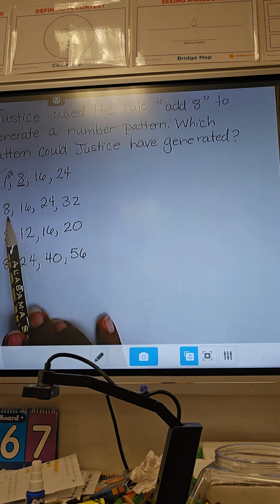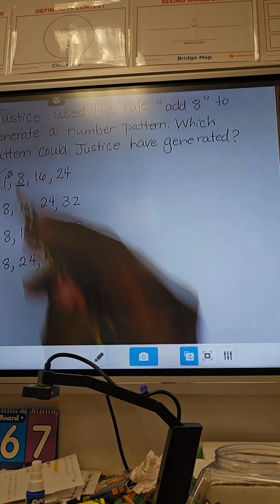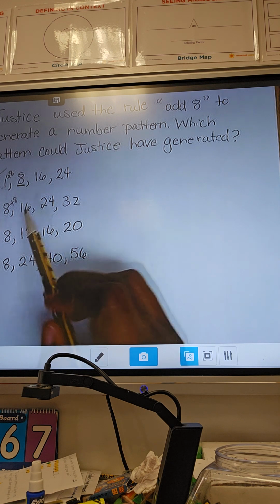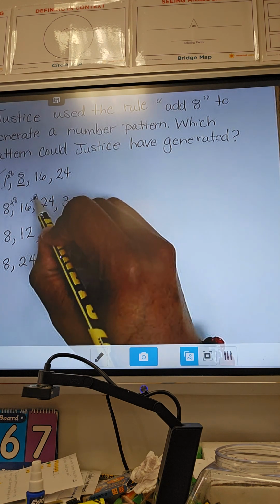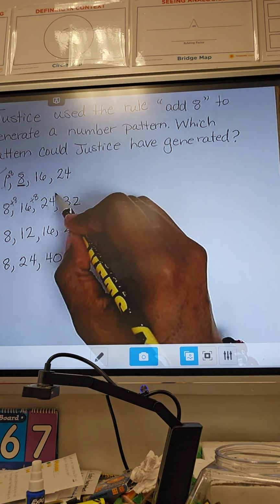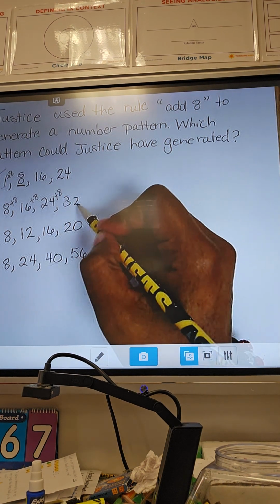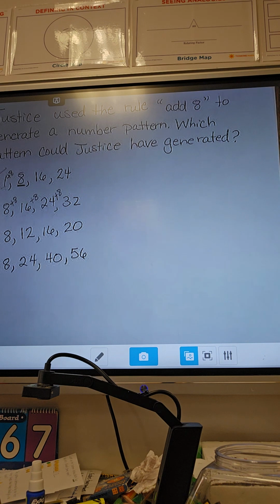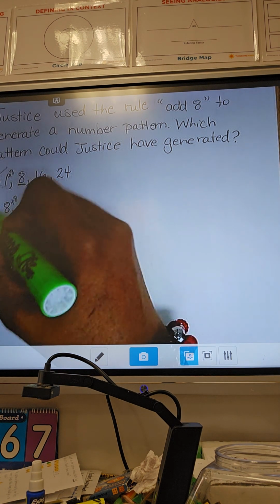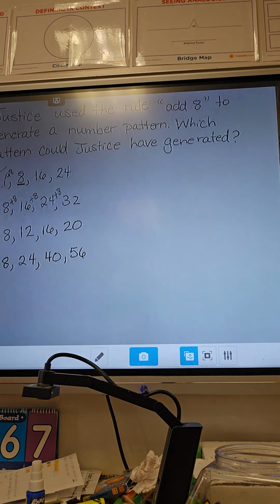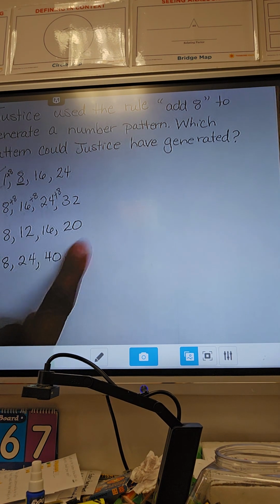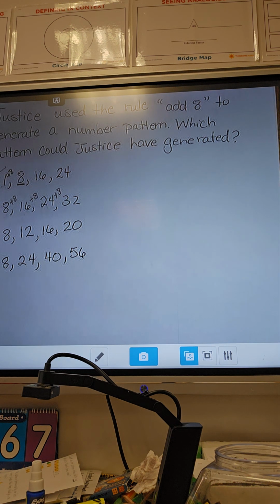Okay, the next one starts with 8. So if I've got 8 and I add 8, I get 16. If I have 16 and I add 8, I get 24. If I have 24 and I add 8, I have 32. So my answer is B. Okay, so be careful because you might think it's one of these others as well. Just make sure you're adding 8 to each number.